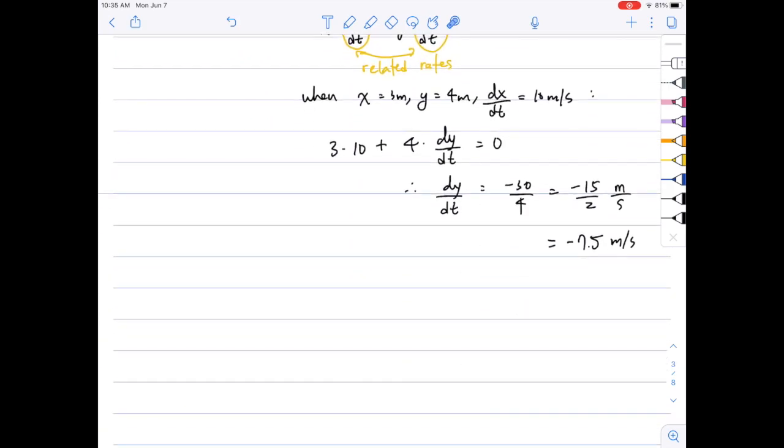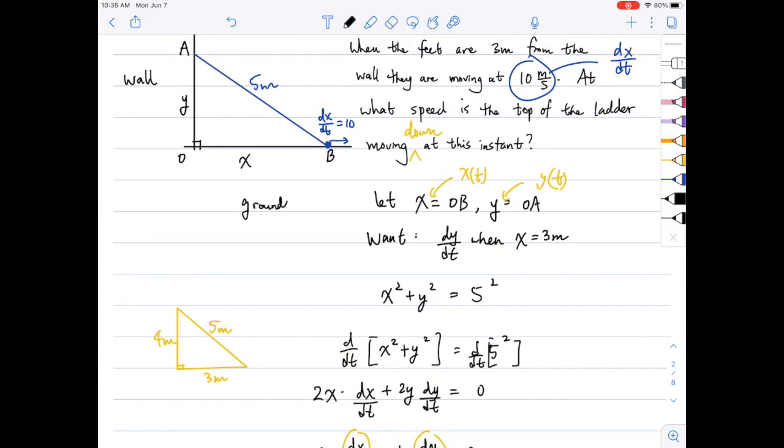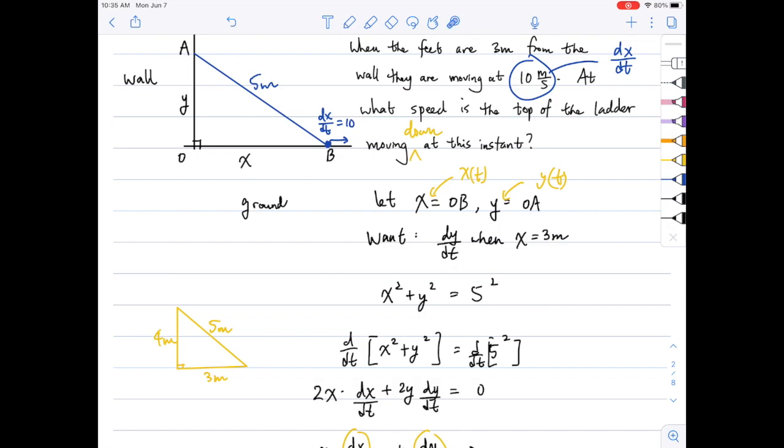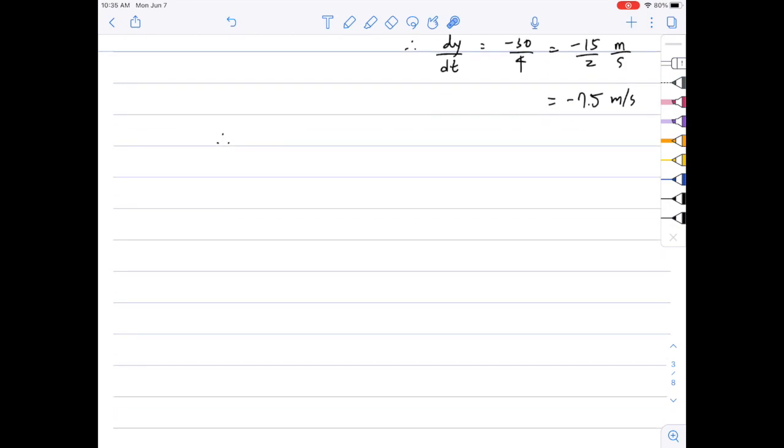And so the final thing we can do maybe is just write down a concluding statement. Therefore, we can say, what's the question asking? The question's asking, at what speed is the top of the ladder moving down? Okay, so we can say, therefore, the ladder's top is moving down at a rate of 7.5 meters per second.